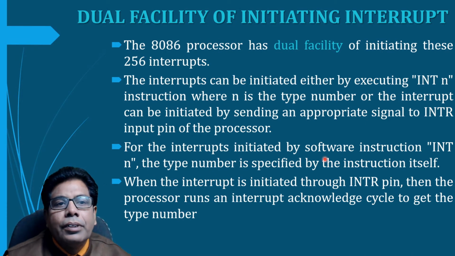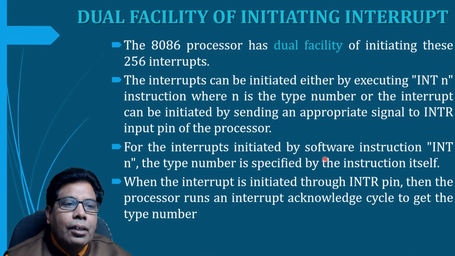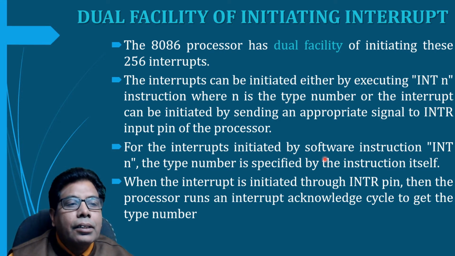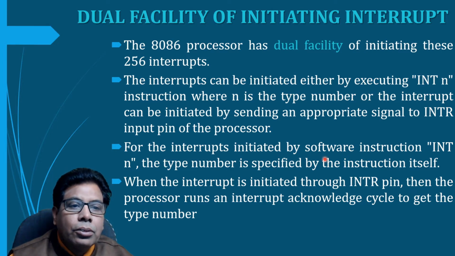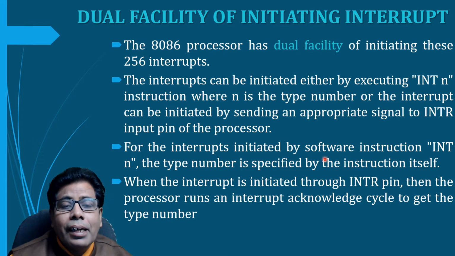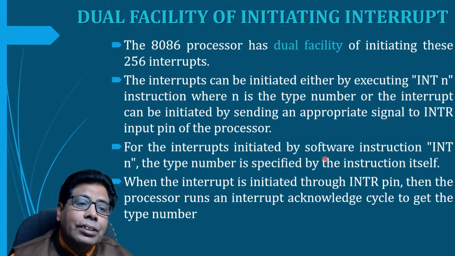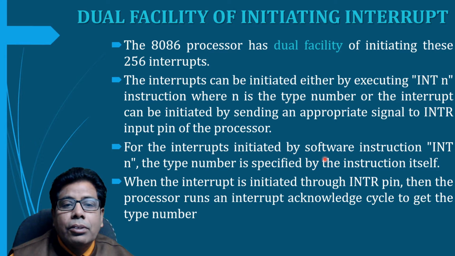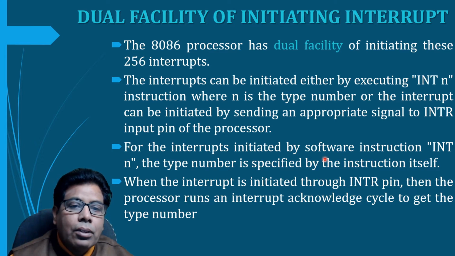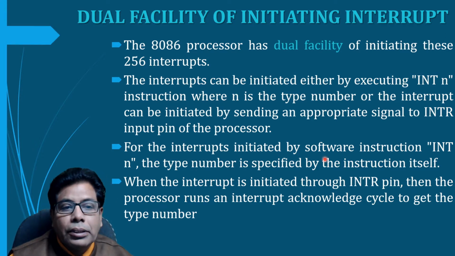Dual facility of initiating interrupt. Now this is again another facility provided in the 8086 and 8088 processor. It is dual facility of initiating these 256 interrupts. So interrupts can be initiated either by executing INT N instruction, where N is the type number, or by sending an appropriate signal to the INTR input of the processor.